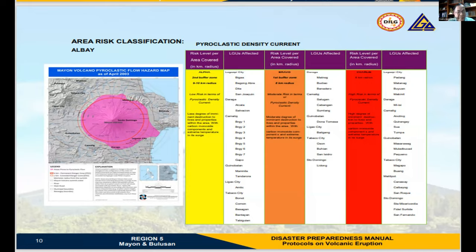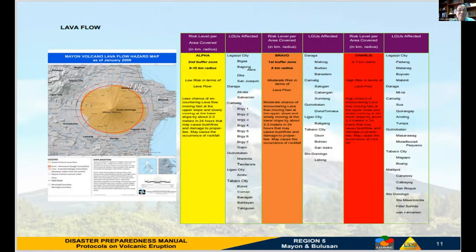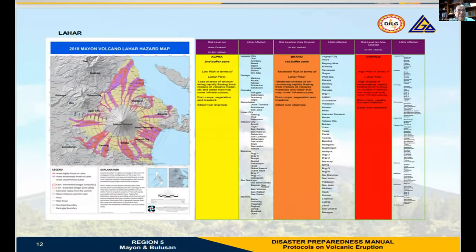Kasama po yan sa manual. In-anticipate po natin yan dito para hindi na tayo mahirapan. Baka later on sa manual, sasabihin natin, ito ni director na manual, tapos ayun, may kasabay na bagyo. Bakit hindi kasama? So that was anticipated. That's why we include that in the manual for this preparedness for the volcano. And then, so clear na naman ito.